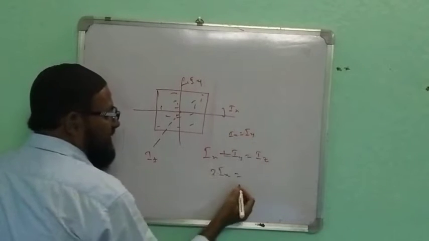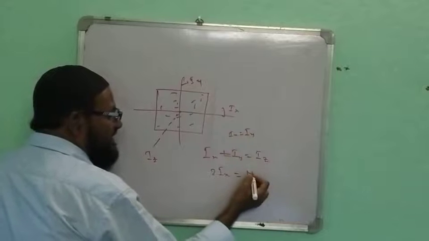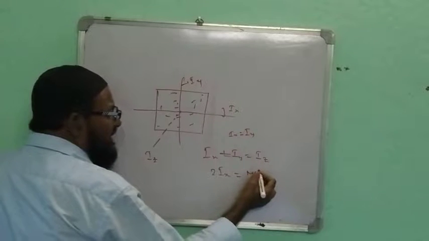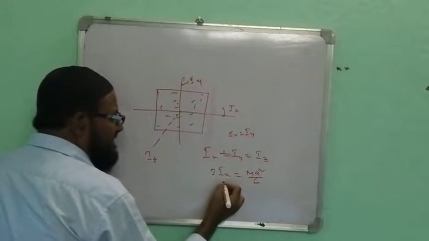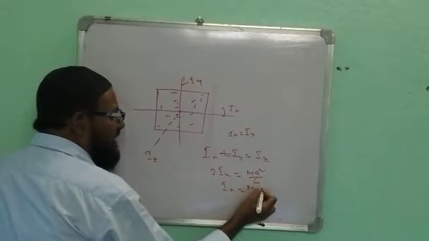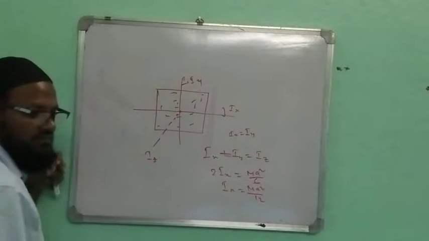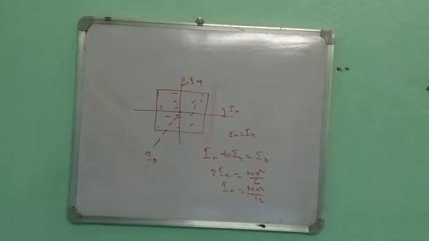Ix equals Iy. Iz, what is the formula for Iz? M A square by 6. What is Ix? M A square by 12. Is it clear? M A square by 12.